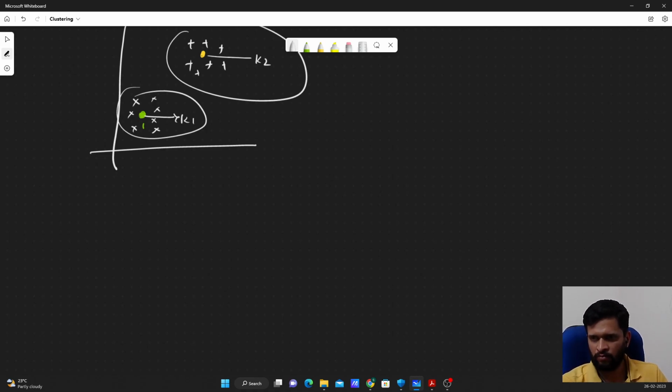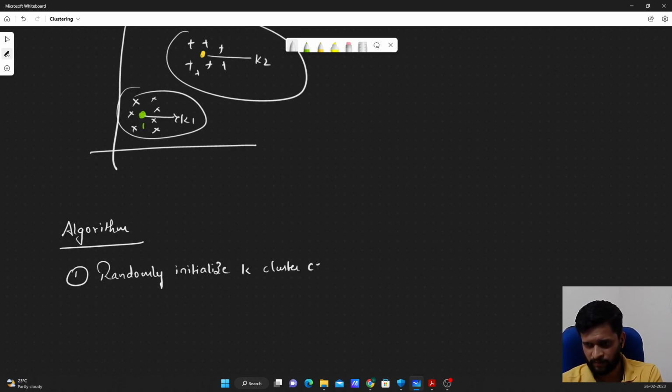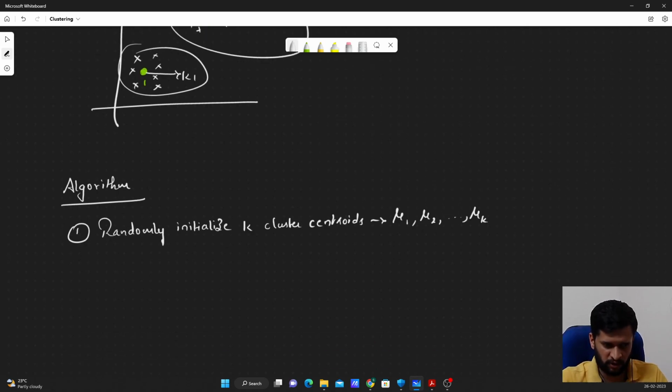Okay. So now if I want to write the algorithm in a more formal and mathematical way, it goes something like this. As usual, our first step is always to initialize the cluster centroids, right? Randomly initialize K cluster centroids, and we denote them with mu1, mu2 up to mu K. So these are our initial K random cluster centroids.